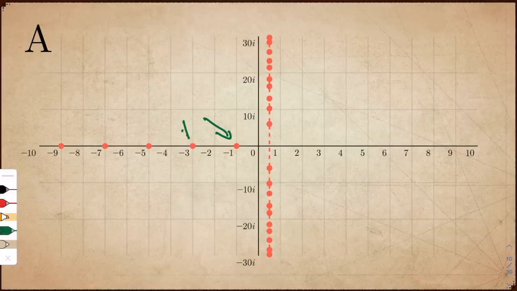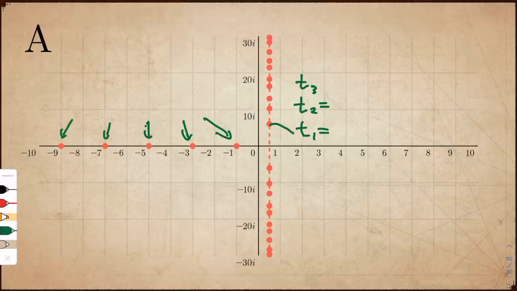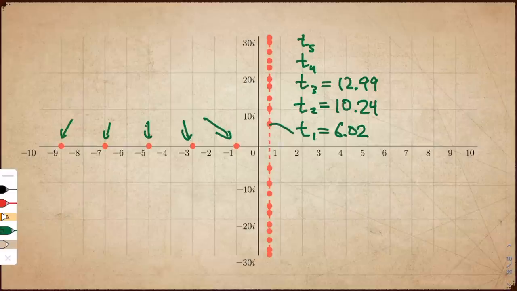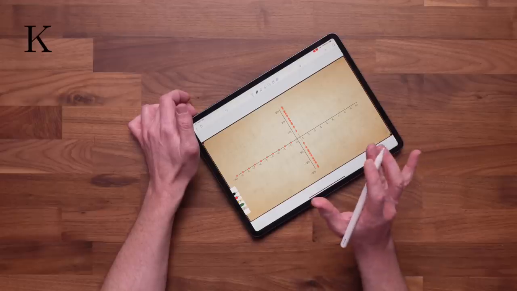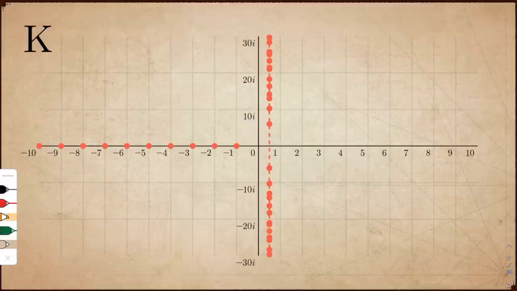For the L function of A, there are trivial zeros at minus 1, minus 3, minus 5, and so on. The non-trivial zeros again seem to lie on the critical line. And now the spectrum begins with 6.02, 10.24, 12.99, 16.34, and 18.29. For the L function of K, there are trivial zeros at minus 1, minus 2, minus 3, minus 4, and so on.